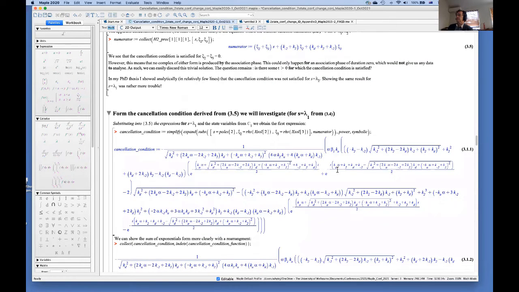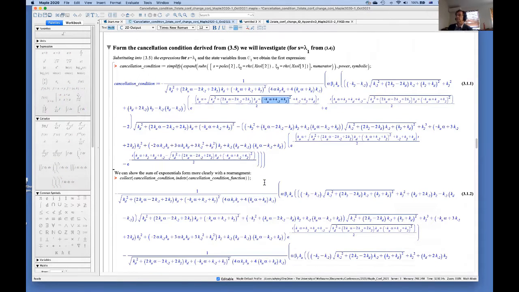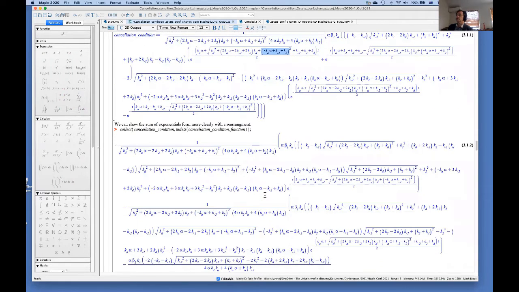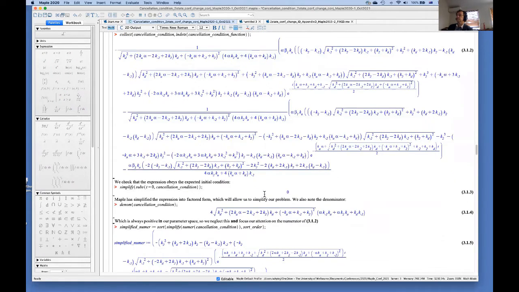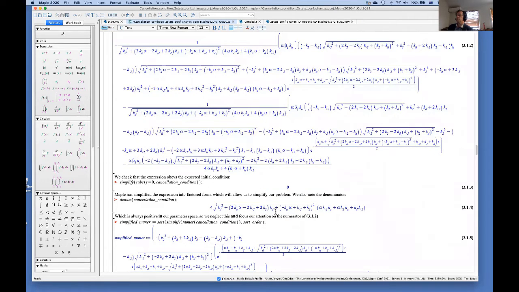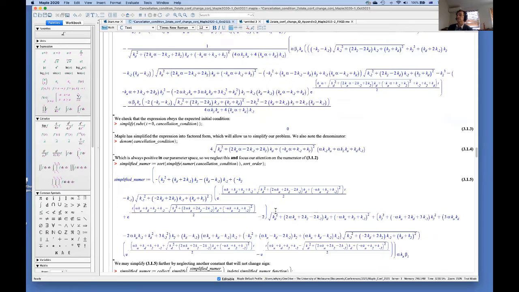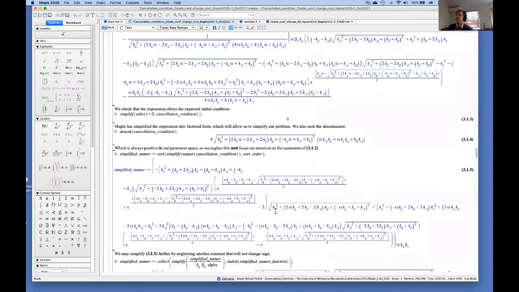We can see that it's sums of exponentials in a reasonably complicated expression. It's only two exponentials and a constant, which we can try to rearrange and collect, and we want to make sure that it does satisfy the initial condition. But we notice that there are features that are just constants, so we can remove those because that's not changing the zeros of the expression.